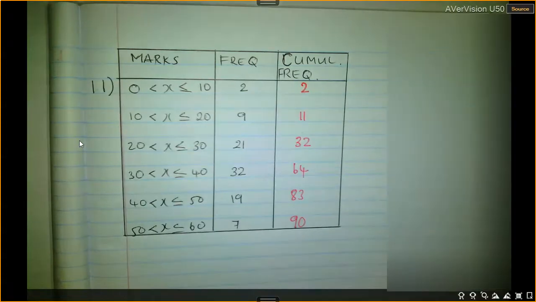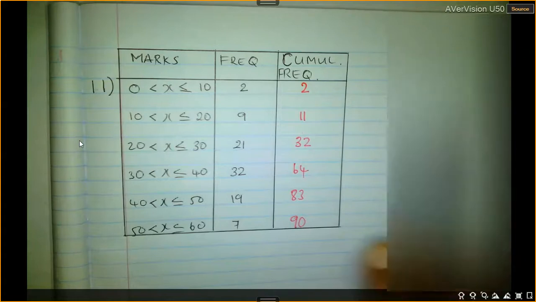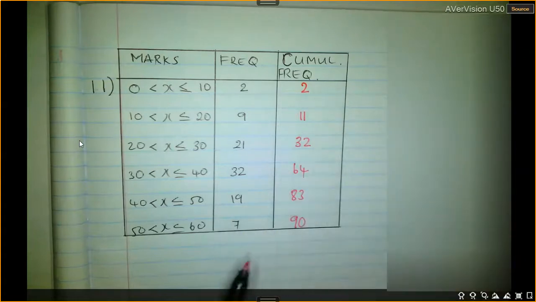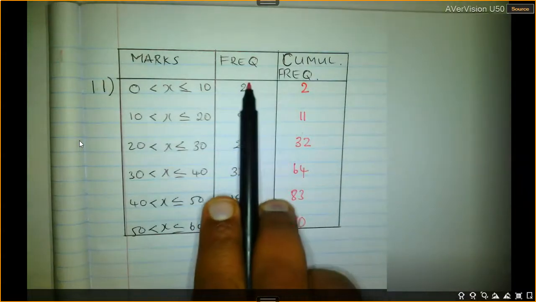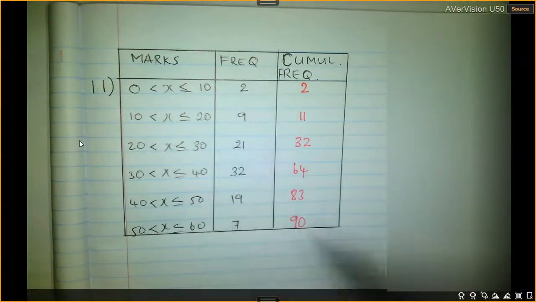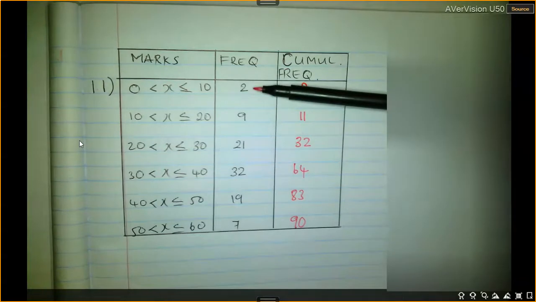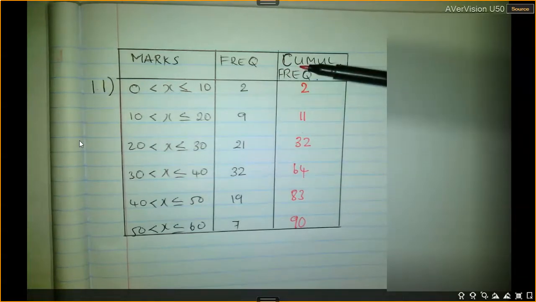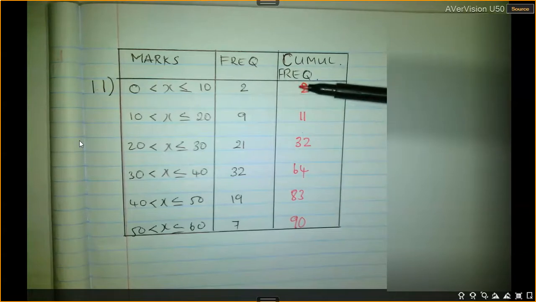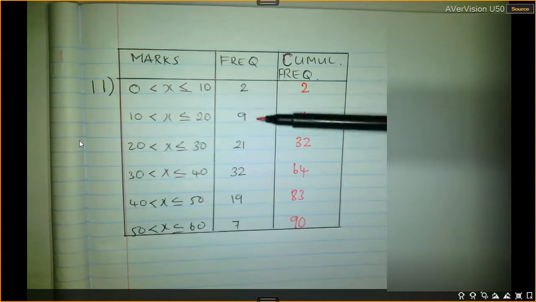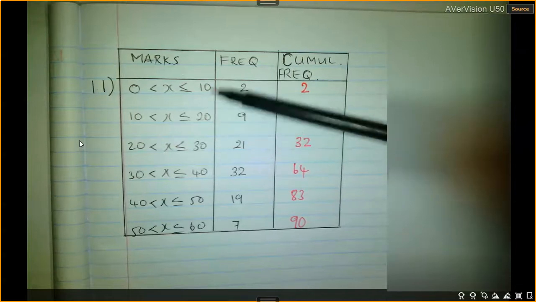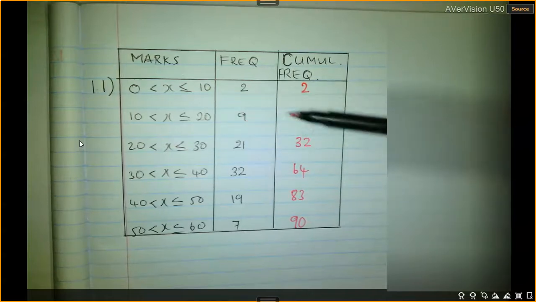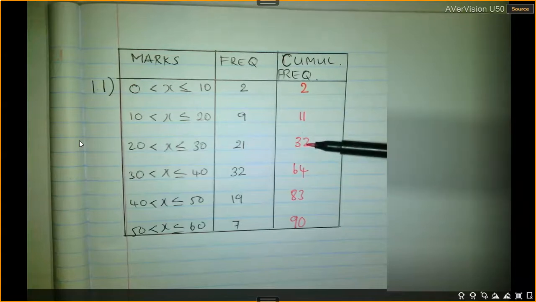And so when you complete your cumulative frequency table, the values in your cumulative frequency will be the accumulation of the frequencies at that point. So between 0 and 10 there's 2 and the cumulative frequency of 2 is 2. And then between 0 and 20 it's 2 plus 9, that's 11. And then between 0 and 30, that's 11 plus 21, which is 32.